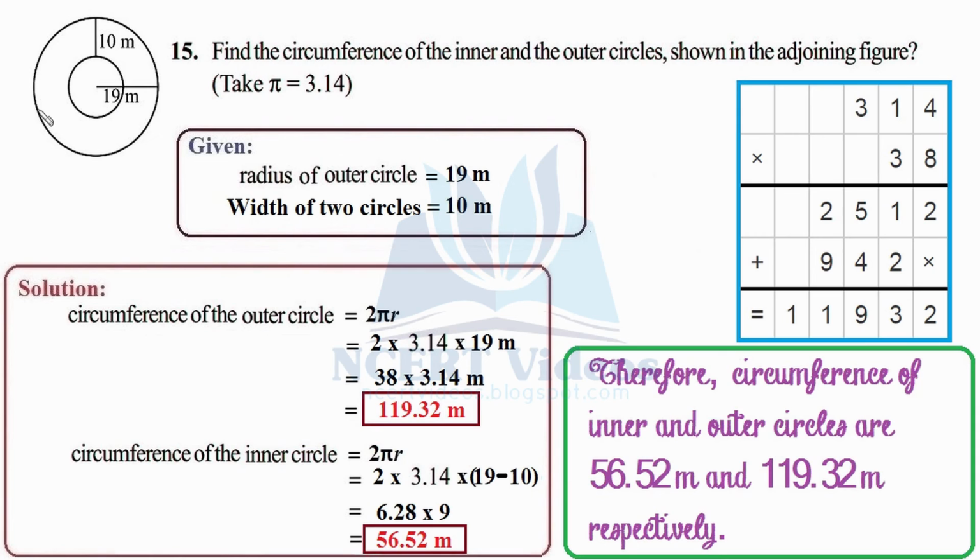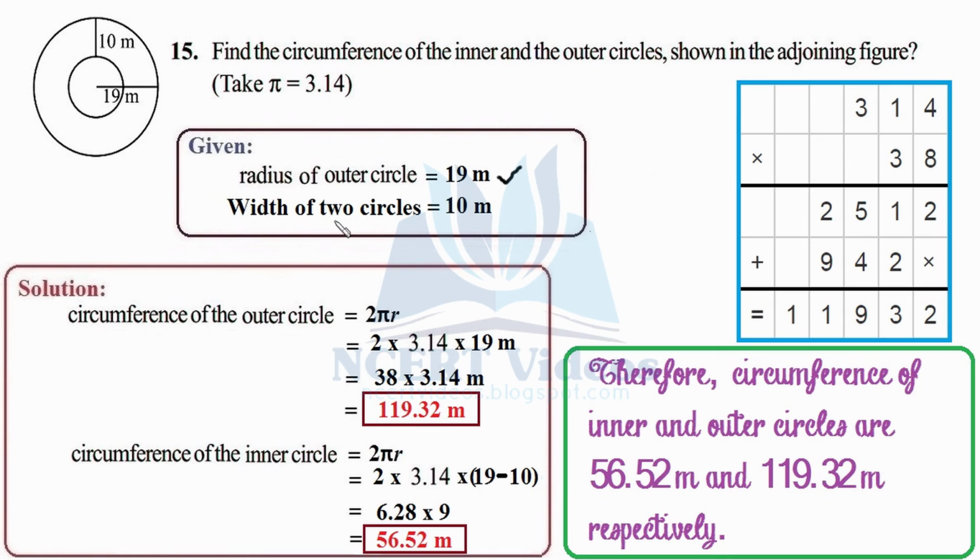If you see here, its radius is 19 meter, not 10 meter, because the radius of this outer circle will be from the center to its perimeter. So this is 19 meter here, therefore the radius of the outer circle. This point is the basic essence of this question. You have to get it right.